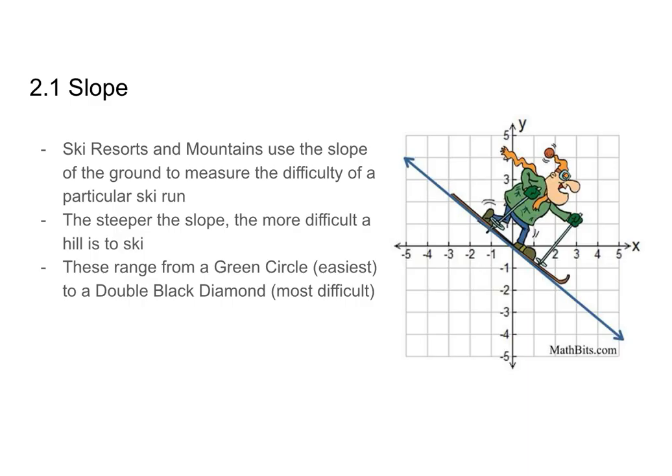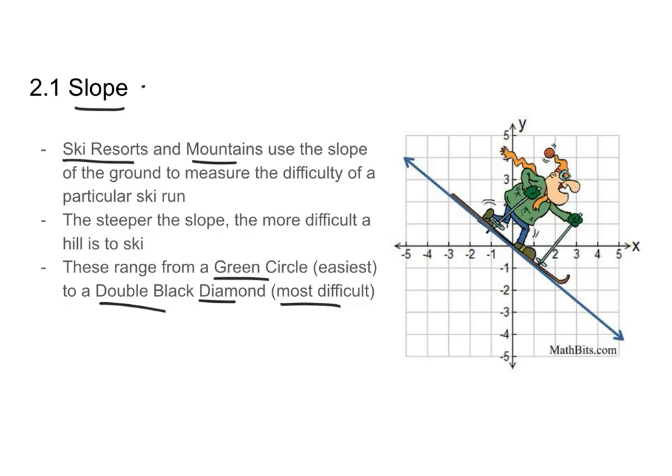Slope is useful for certain things like skiing and going down a mountain. Ski resorts use the slope of the ground to measure the difficulty of a particular ski run. So the steeper the slope, the more difficult a hill is to ski. And these can range anywhere from a green circle to a double black diamond, where it's very, very easy versus black diamonds, which are going to be very, very steep.